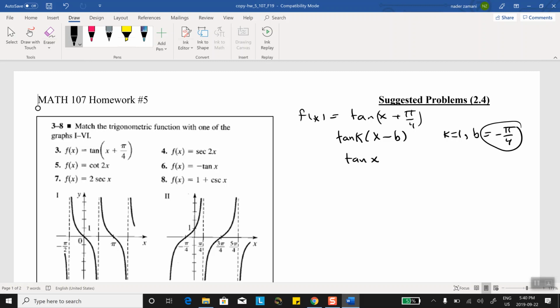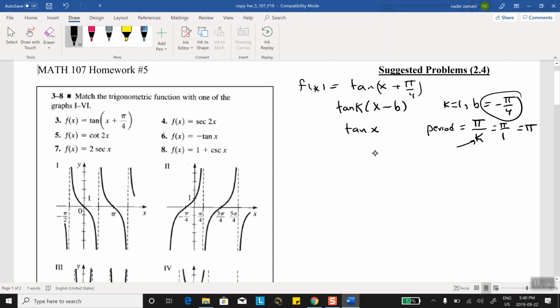All right, let's think about, first of all, in general, the period of tangent, we discussed it in class, is pi, not 2 pi, over k. And this is equal to pi over 1. For our case, k is 1, and this is pi. So the period of this function is actually pi. Okay? Now, do we know how tangent looks like?